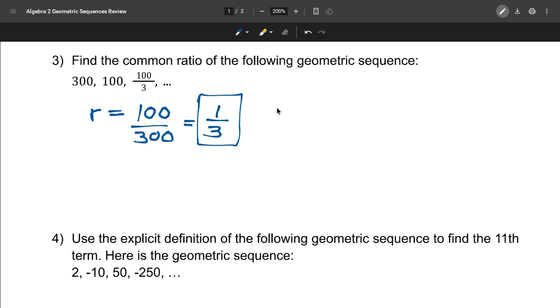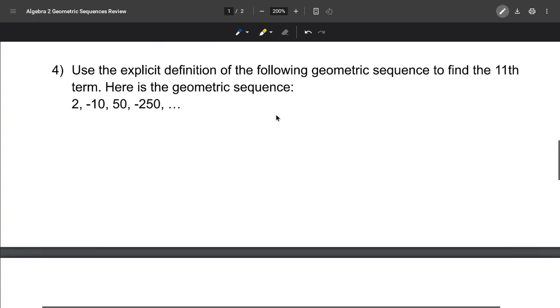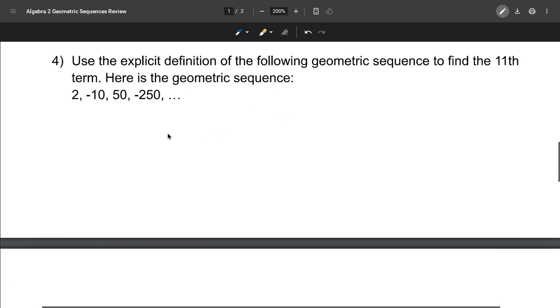All right, problem 4. Use the explicit definition of the following geometric sequence to find the 11th term. Here's the geometric sequence. So we have 2, negative 10, 50, negative 250. So we need to know the first term, which is 2. And to know that with a sub 1, we need to know the common ratio. So I can take negative 10 and divide by 2. That's negative 5. And n, the number of term that we're looking for, is going to be 11.